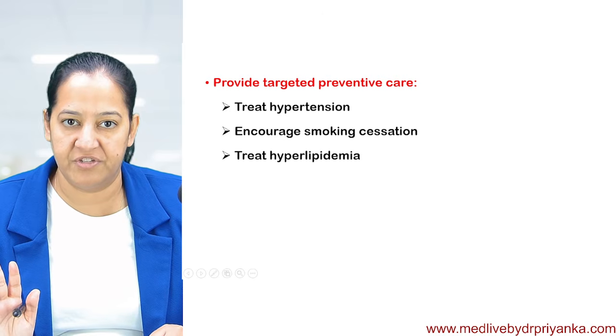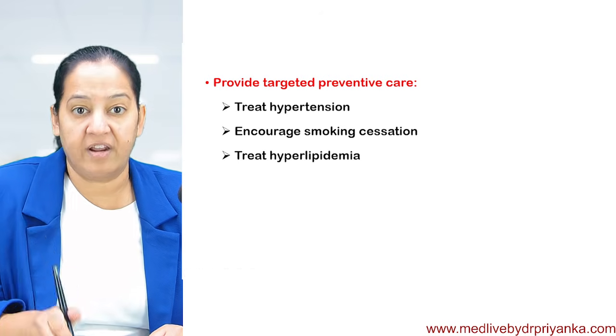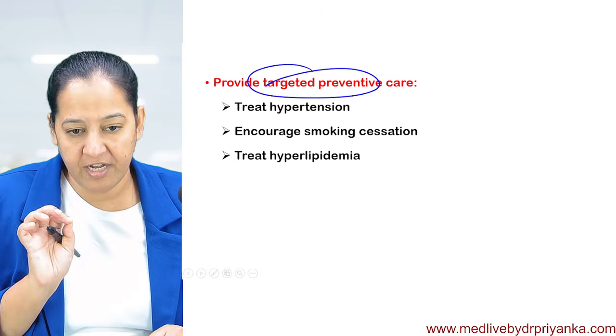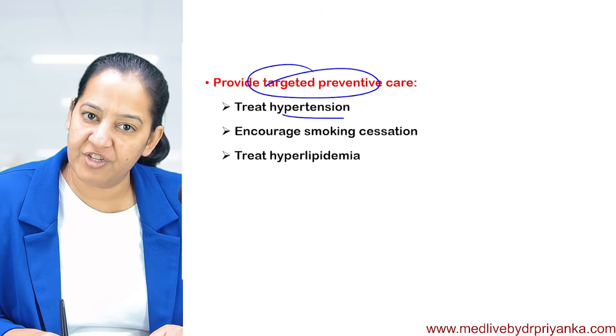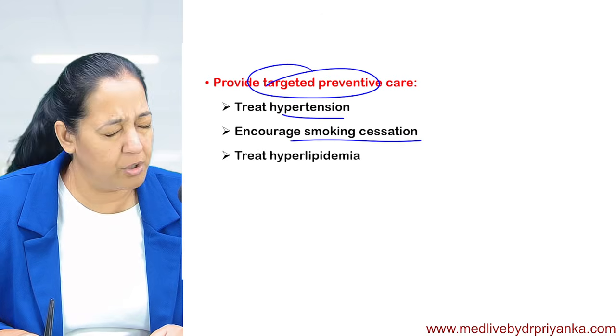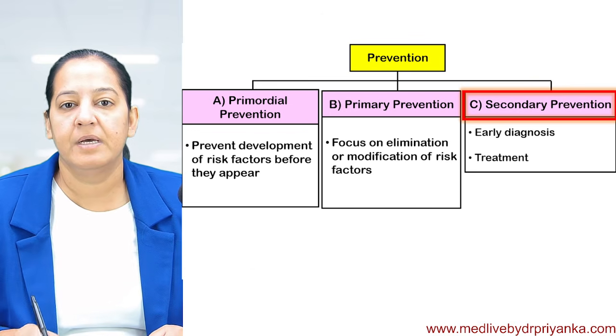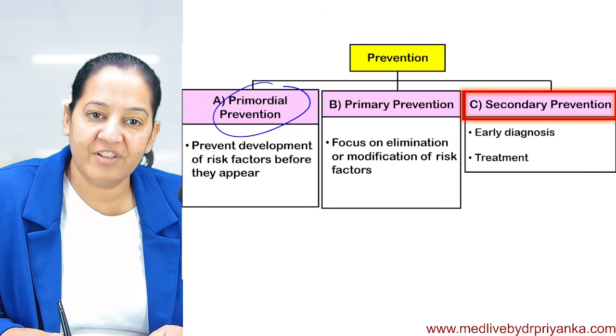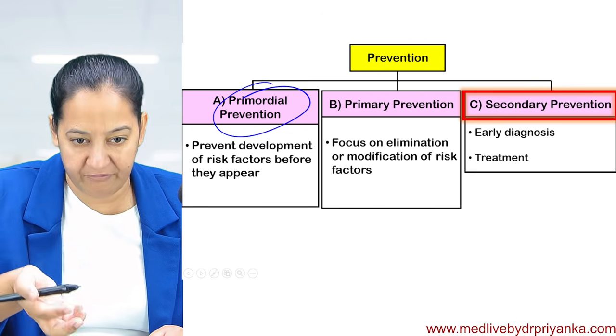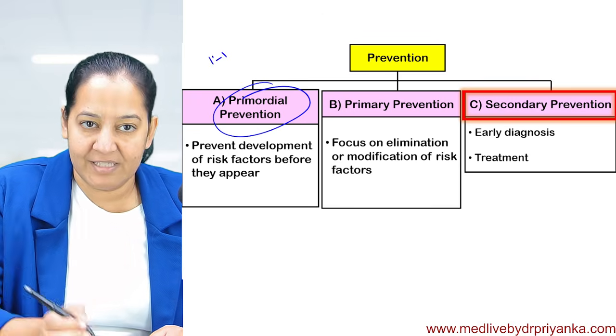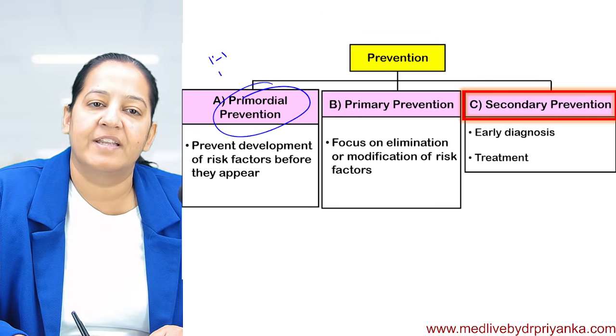That is the high risk strategy, the targeted, selective population. We will treat the hypertension in them. We will ask them to quit smoking, and we will treat the cholesterol, hyperlipidemia in them. So that is primary prevention. In primordial prevention, we take the action before the development of risk factors. It's 1-to-1, that is parents to child, or it is a mass approach.